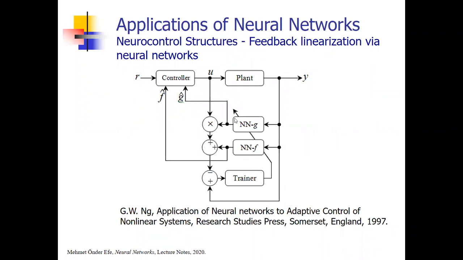Let's say your plant dynamics is given by an affine representation, which is x dot equal to f of x plus g of x times the control signal.